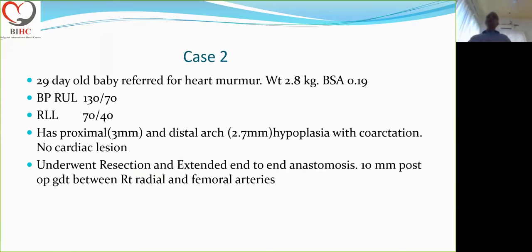In another case, a 29-day-old baby is referred for a heart murmur. Baby is fine. Weight is 2.8 kg. And there is an upper limb hypertension. And the arch shows that the proximal arch is 3 millimeter, the weight is 2.8 kg, distal arch is 2.7 millimeter. So there is an arch hypoplasia and coarctation. There is no cardiac lesion. This baby undergoes a resection and an extended end-to-end anastomosis. There is a 10 millimeter post-op gradient in the proximal transverse arch.